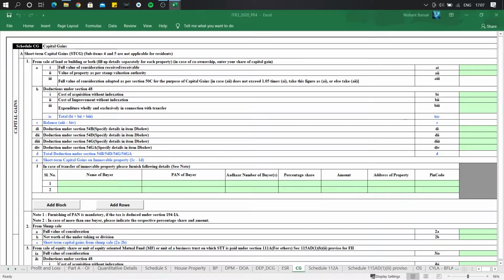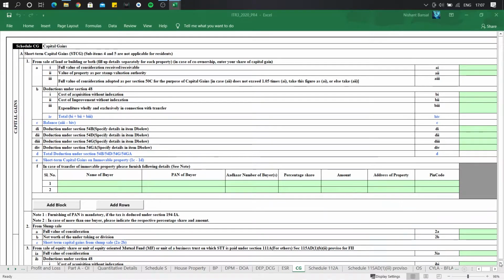Okay, so under short-term capital gain, we have sale of equity-oriented mutual funds. The cost of acquisition without indexation is given, obviously, since it's a short-term capital gain, therefore indexation benefit won't be provided, and expenditure regarding the sale is given. So let's start filling it.